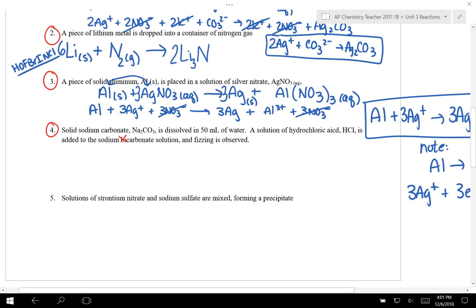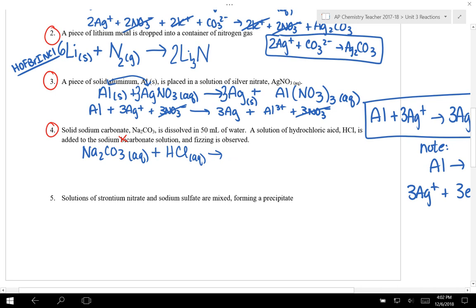And then let's look at one more here. So sodium carbonate is dissolved in water. When you hear that, you want to say, oh, dissolved in water. How do we write that? AQ. So if it's dissolved in water, what that means is just you're going to label it as aqueous. And you mix it with a solution of hydrochloric acid. So that's also aqueous. It's a solution.